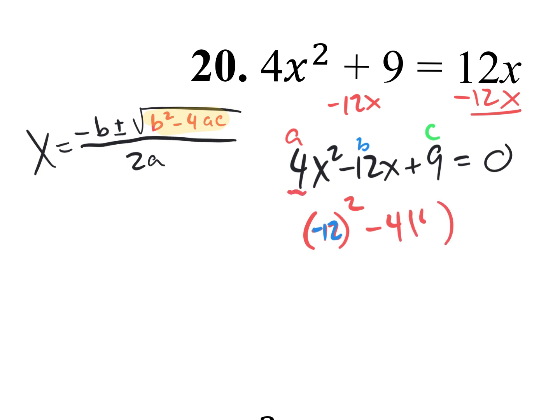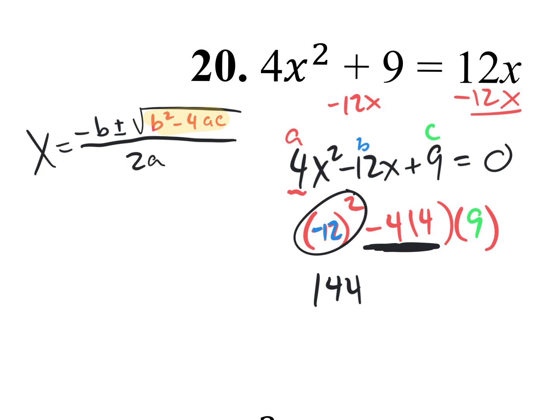We said a was 4, times c. We said c was 9. And of course, you do exponents first. 12 squared, a negative 12 times negative 12, is a positive 144. And then minus 4 times 4 is a minus 16. And minus 16 times 9 on a calculator is a minus 144. Okay, so 144, take away 144, that is 0.